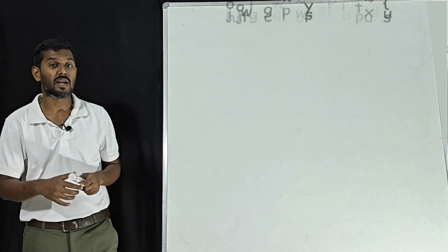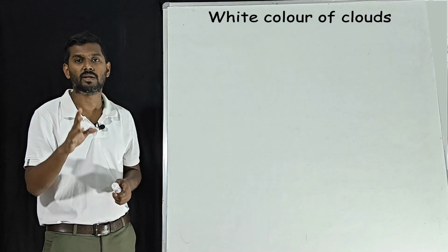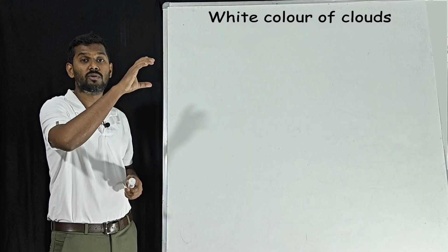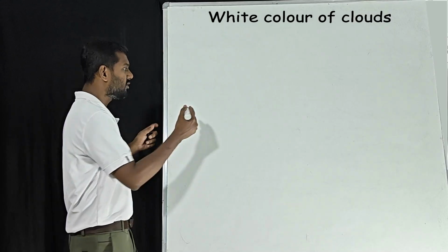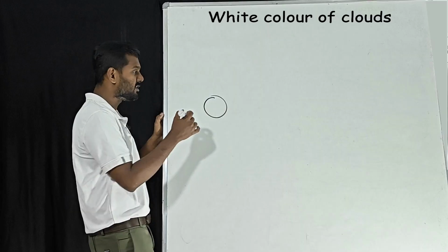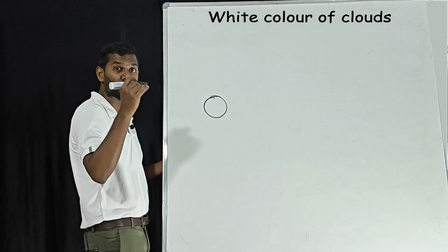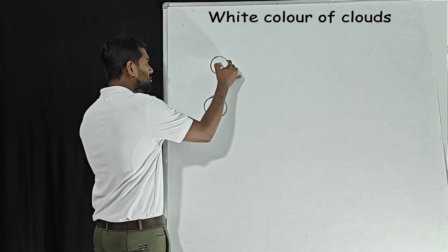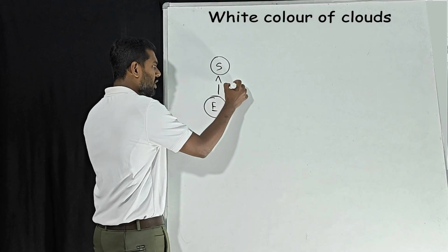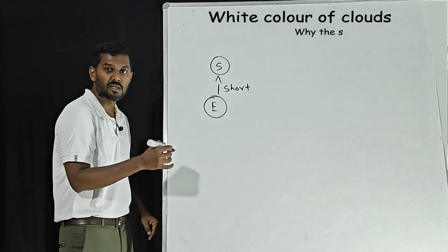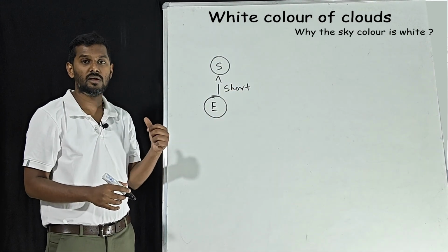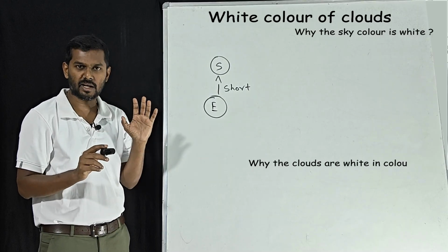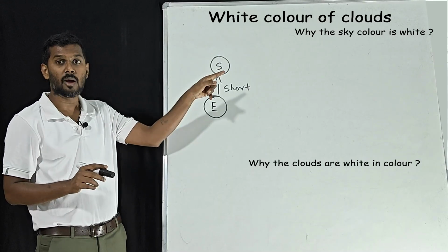Now we are going to understand why the color of clouds is white. See, this is completely different from why the sky was white during the afternoon. First we'll understand the difference between these two, then I'll teach you how to exactly write the answer. See, assume this is Earth and this is the sun's position. The distance is short, so all the colors will scatter to a minimum extent. So there is not much scattering, correct? That is why the sky appears white.